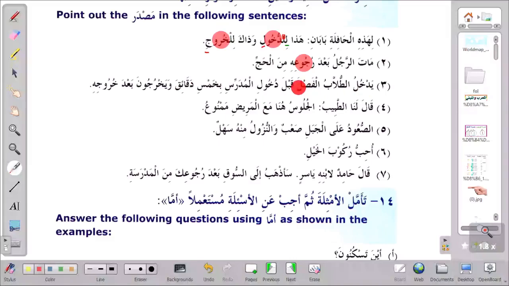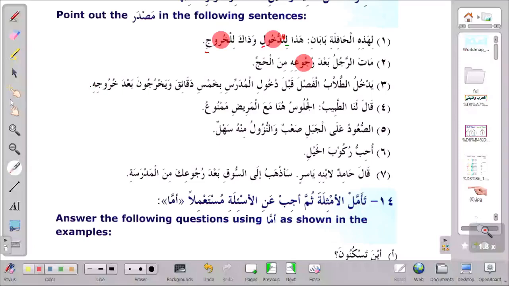Yadkhulu tullabul fasla. Sorry, qabla, before. Okay, before. So the students will enter the class, then 5 minutes later the teacher will come. The teacher will enter. So before the entry of the teacher by 5 minutes, that's what they say. وَيَخْرُجُونَ بَعْدَ خُرُوجِهِ, and they go out after his leaving, or after he's going out.